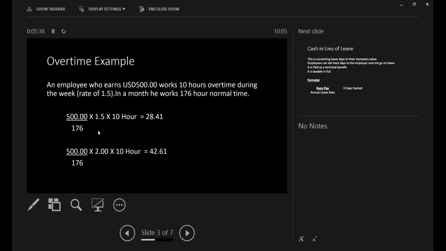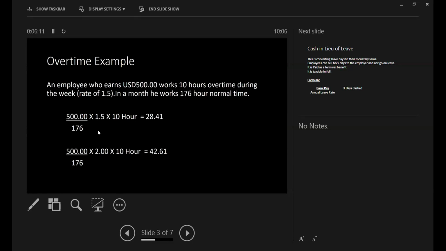I put a second example as well, where an employee is also earning $500, but this time they work overtime on a Sunday. Hence, they're being paid double time. So it will be 500 divided by 176, multiplied by 2, which is the premium, multiplied by 10 hours, which will give us 42.61. So if the employee works those 10 hours on a Sunday, they'll be paid more because it's now double time, and they'll be paid $42.61 before tax.